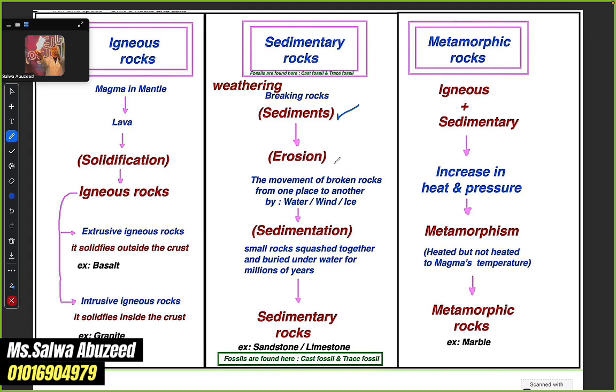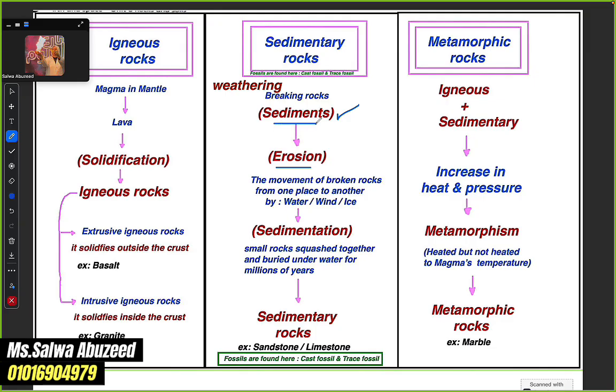How? Like, you remember, there was a sandstorm a couple of days ago. This sandstorm was carrying soil in it, right? And sand. So erosion means the movement from one place to another. Movement of what? The sediments. Sediment is what? Broken rocks.